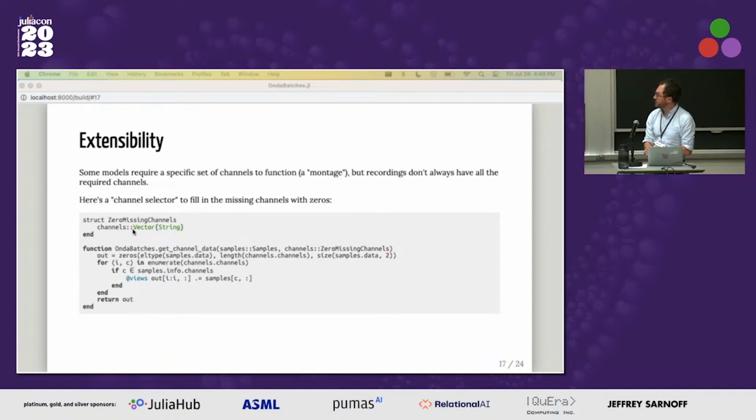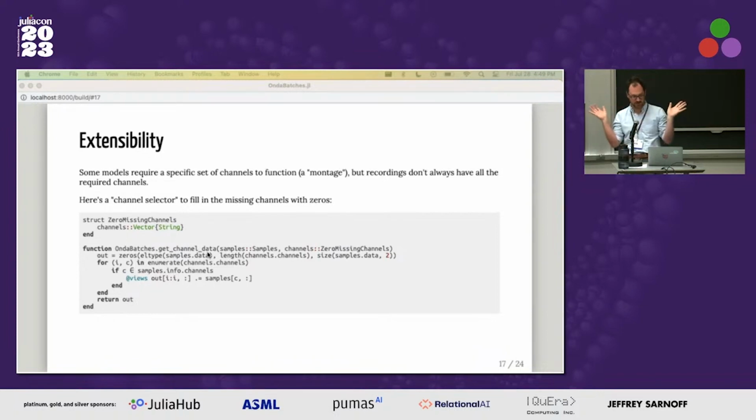You could build a little struct we're going to call ZeroMissingChannels, where you give it a list of channels that have to be present in the input in a particular order. And then we have this hook called get_channel_data that is run in the materialize batch step. So this is an opportunity, once you've loaded the samples for the time span that you're trying to access, you have them in memory, you're materializing the batch. You can then access the channel data from that samples object in whatever way you want, right?